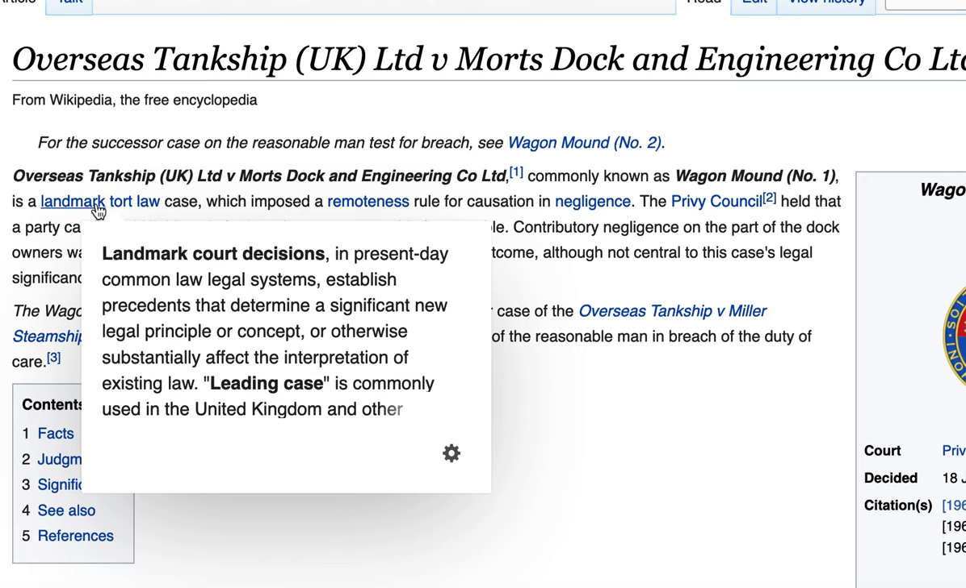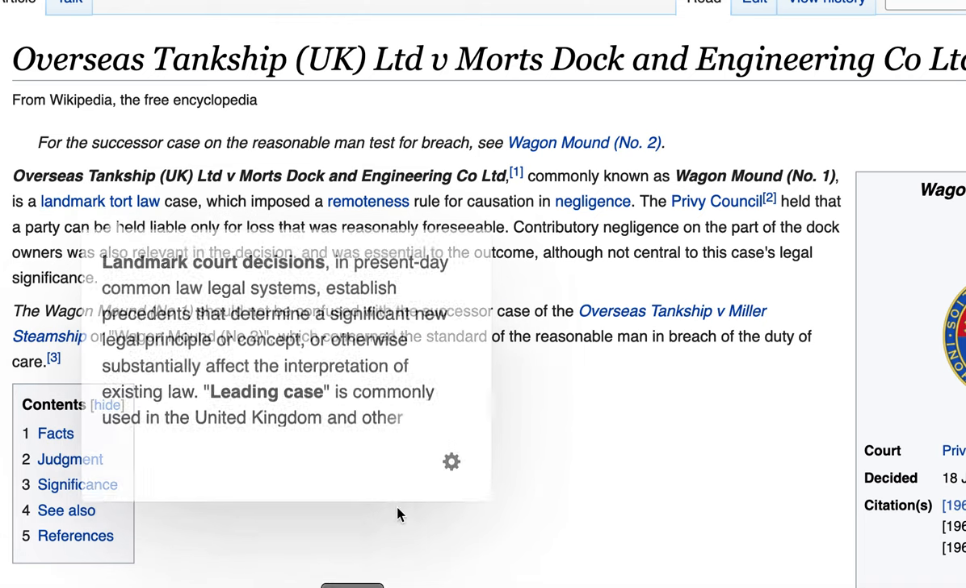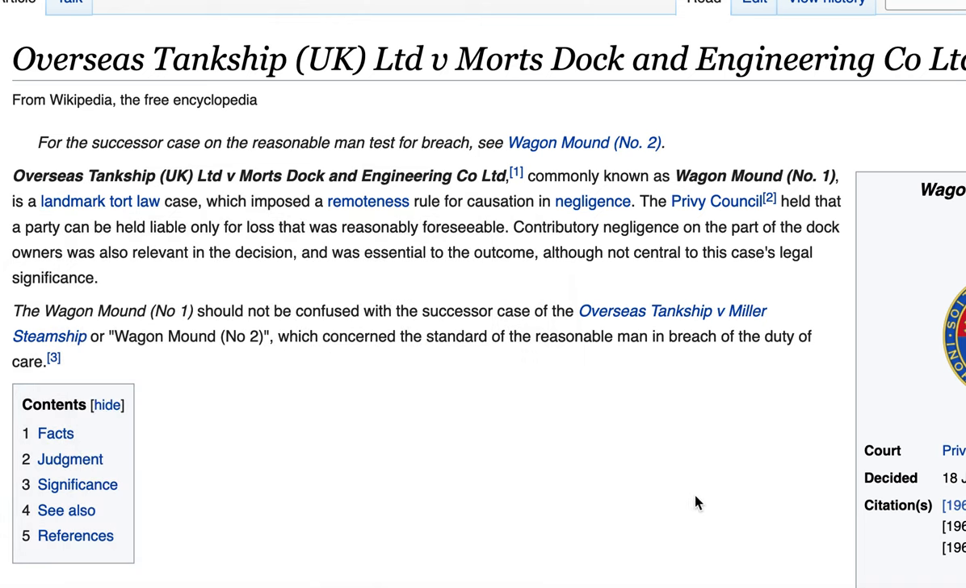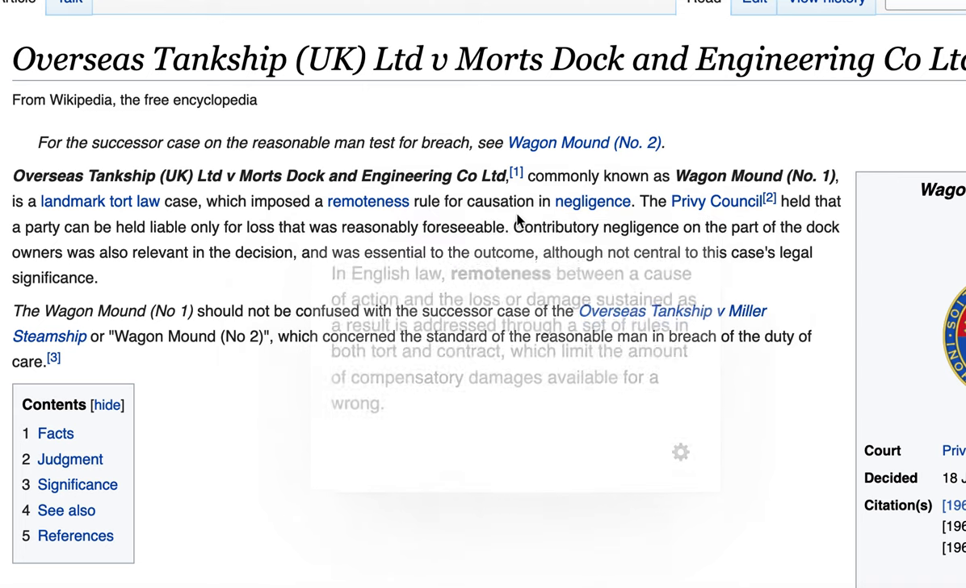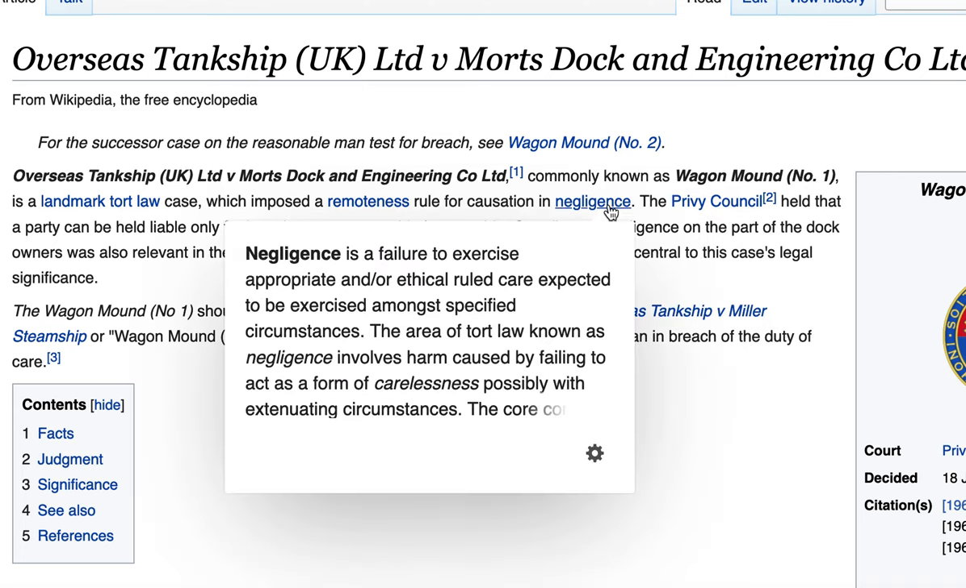What's going to be the overarching policy, or what's going to guide their decisions? That's why you're shepherdizing your cases. You're looking at the history. What are we doing now? Let's get with the program. Let's have continuing education. So basically, this is the remoteness rule for causation and negligence.